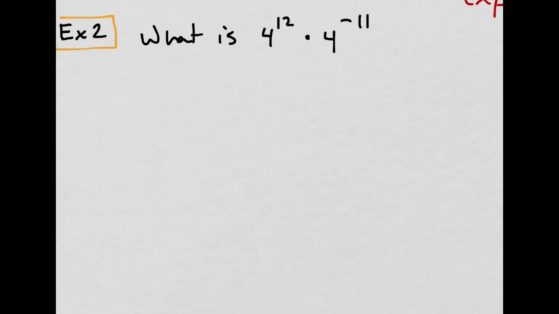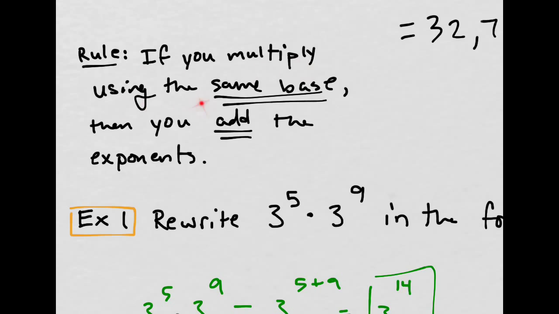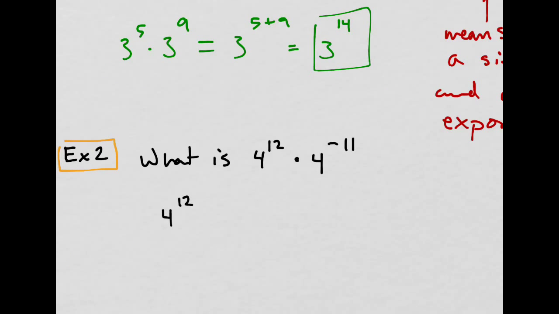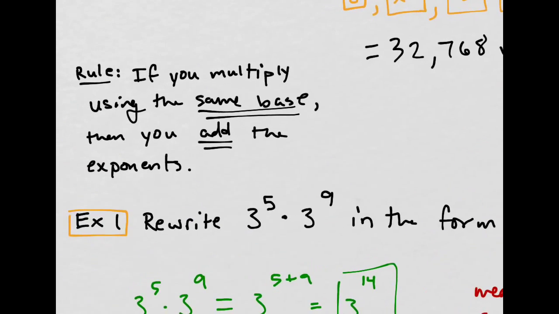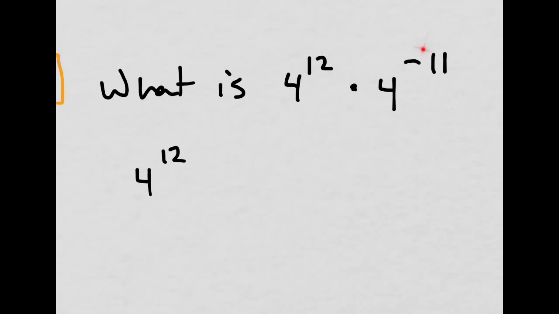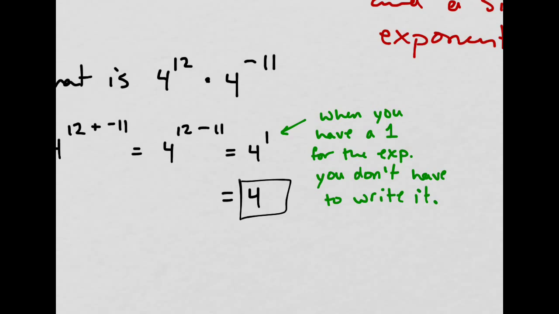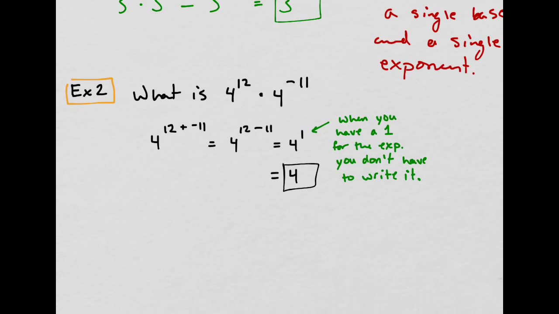What do we have? We have 4 to the 12th, and then I'm multiplying the same base, right? If you multiply using the same base, which is the 4, that's the base, and then you add the exponents. So here I take 12 plus negative 11. And hopefully you remember that's the same thing as 12 minus 11, which is just 4 to the 1. Whenever you have a 1 exponent, that's the same thing as 4. Either of those would be correct. So when you have a 1 for the exponent, you don't have to write it. That's example two.